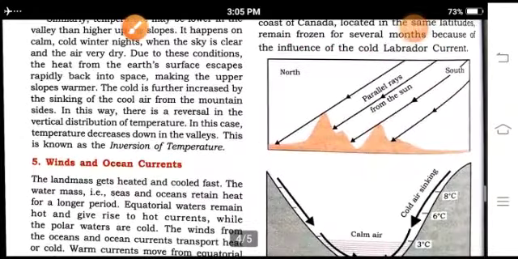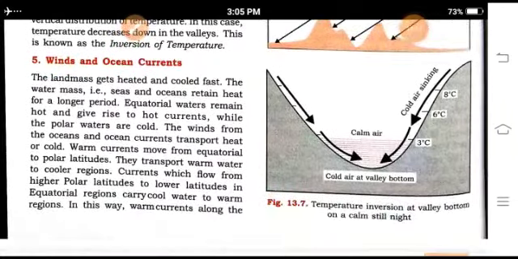Parallel rays from the sun. Here you have to see temperature inversion at the valley bottom on a calm, still night.